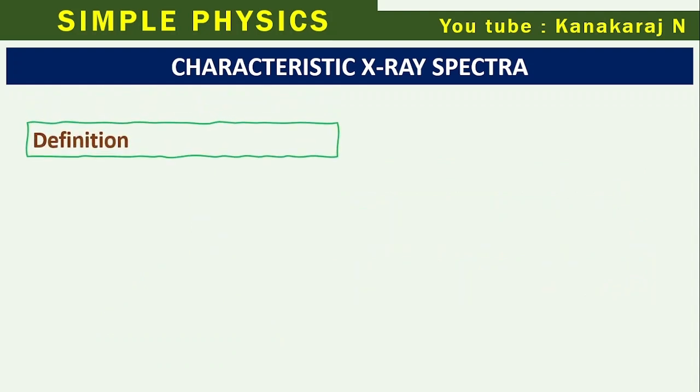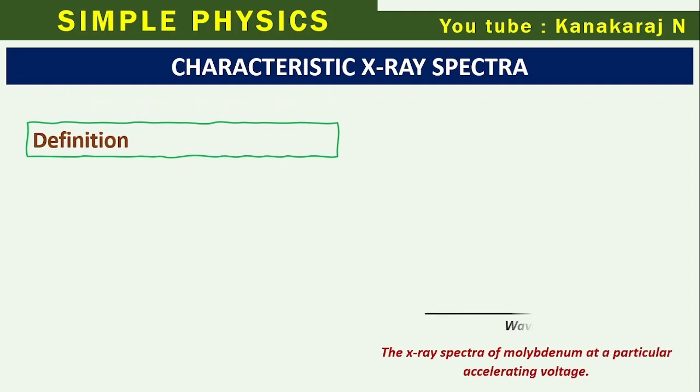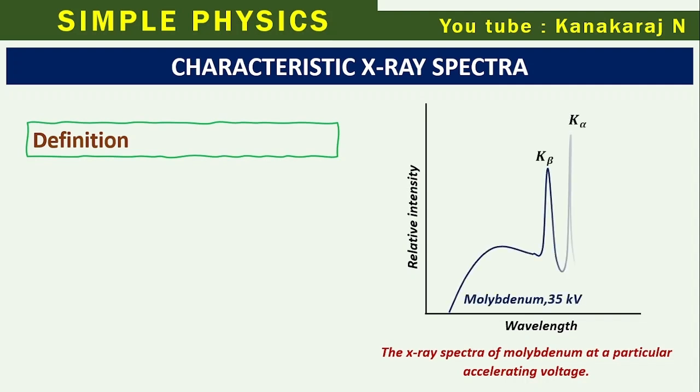Definition: the X-ray spectra of molybdenum at a particular accelerating voltage. Along the x axis, let us take wavelength. Along the y axis, let us take relative intensity. The result of an X-ray tube is drawn as a graph. This is for molybdenum at 35 kV. We find two peaks, K alpha and K beta. We call these two the characteristic X-ray spectra of molybdenum.